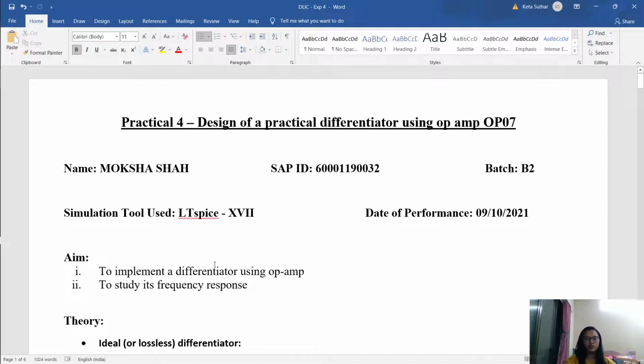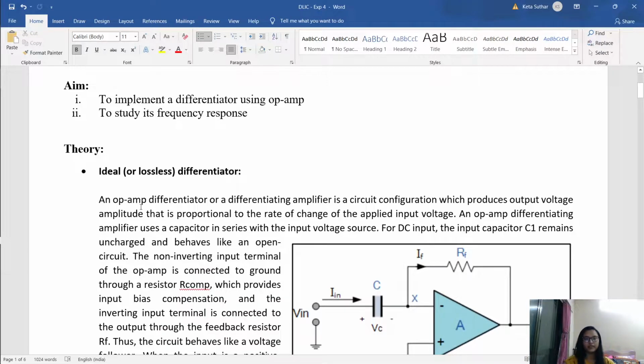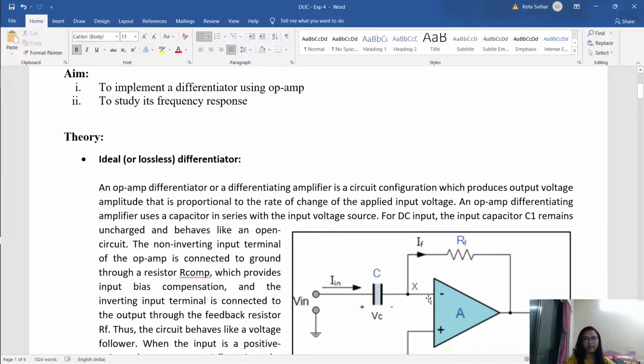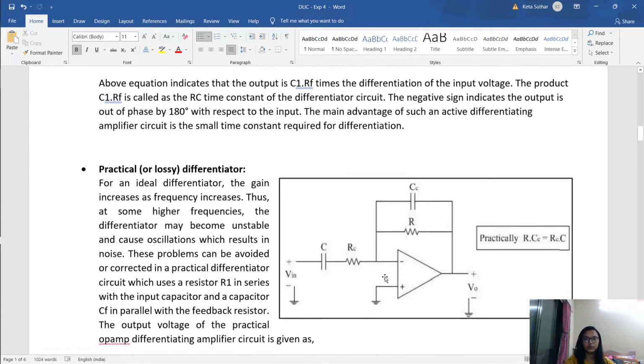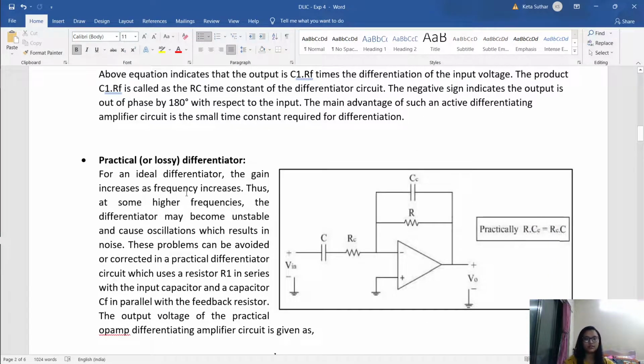So today I'll be showing you all an experiment on a practical differentiator. First we'll be implementing a practical differentiator using op-amp OP07 and then study its frequency response. If I talk about the ideal differentiator, we have a resistance in feedback, but the reason for shifting to a practical differentiator is that as we go on increasing the frequency, the gain also increases, because of which at higher frequencies the differentiator becomes unstable and causes oscillation, which results in noise.